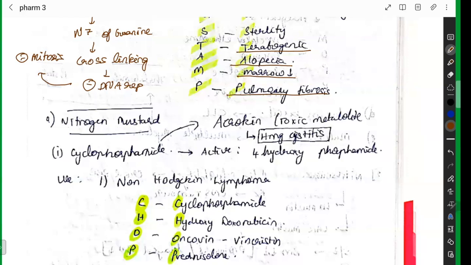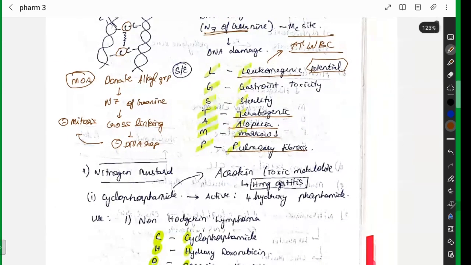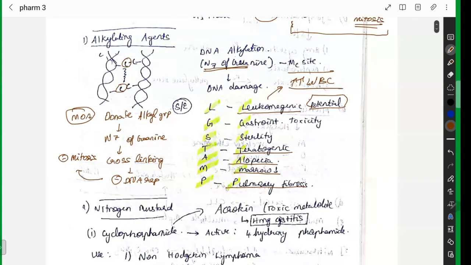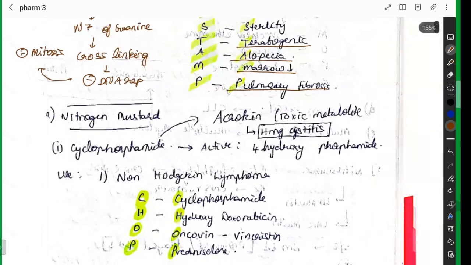So this 4-hydroxycyclophosphamide, which phase is it going to act on? It is going to act at the S phase, G2 phase, and M phase. Very similar, because these all are alkylating agents. So the mechanism of action is going to remain the same throughout all your alkylating agents. But what happens in nitrogen mustard?